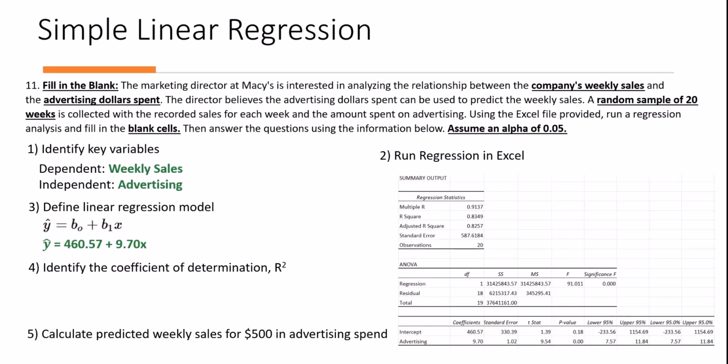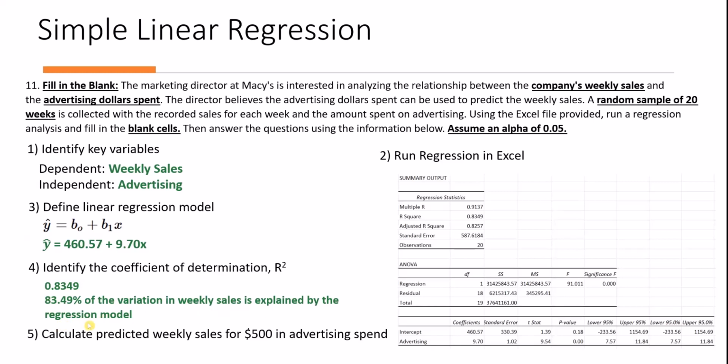Step 4 is we need to identify our coefficient of determination, or r squared. For simple linear regression, you would just refer to the first r squared here, or 0.8349. The way we interpret r squared is that 83.49% of the variation in weekly sales is explained by this regression model.